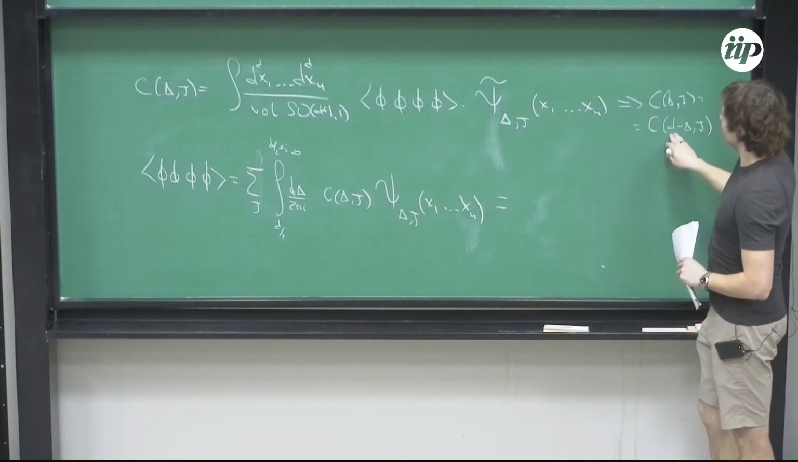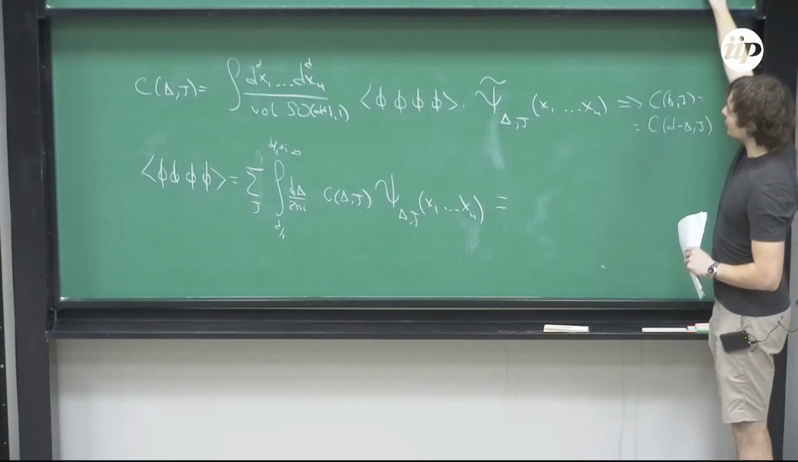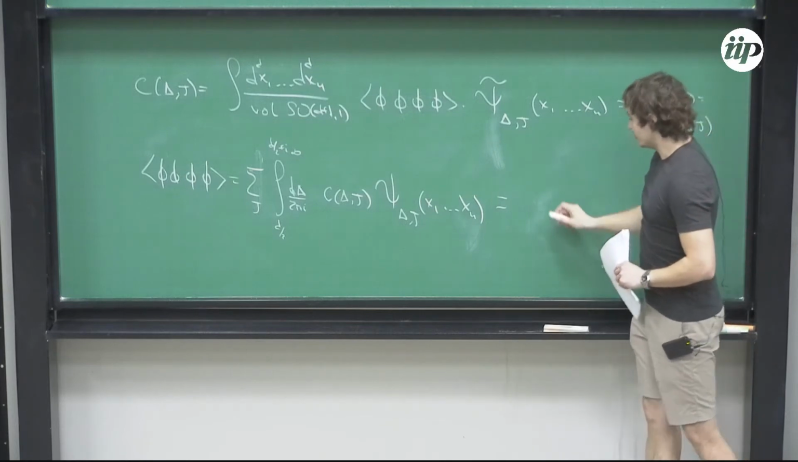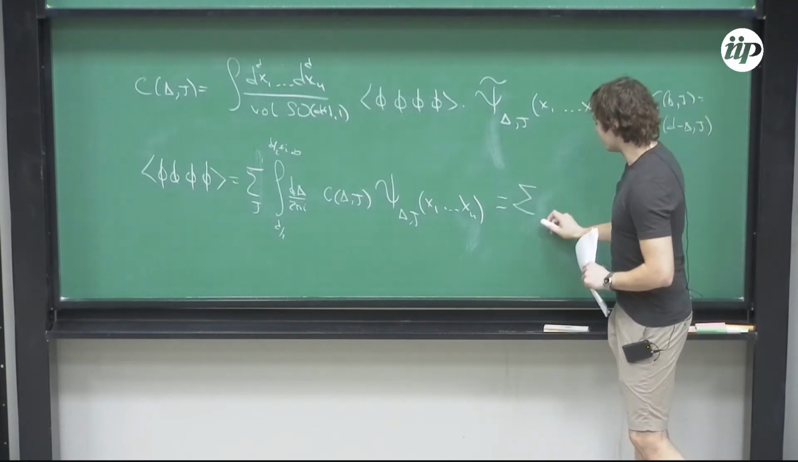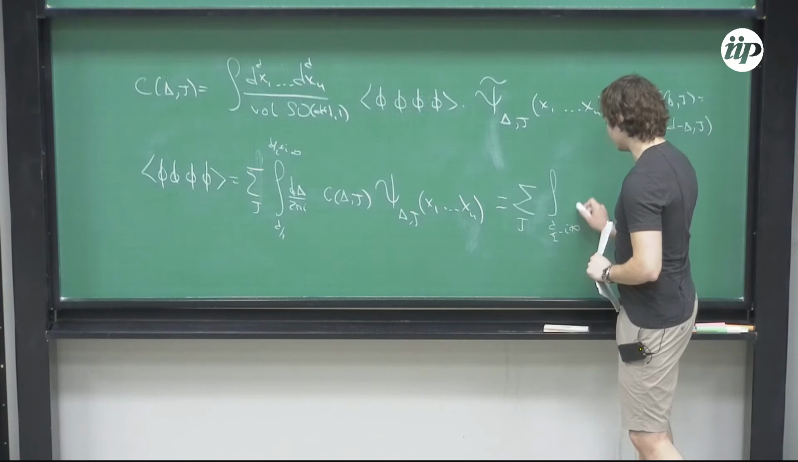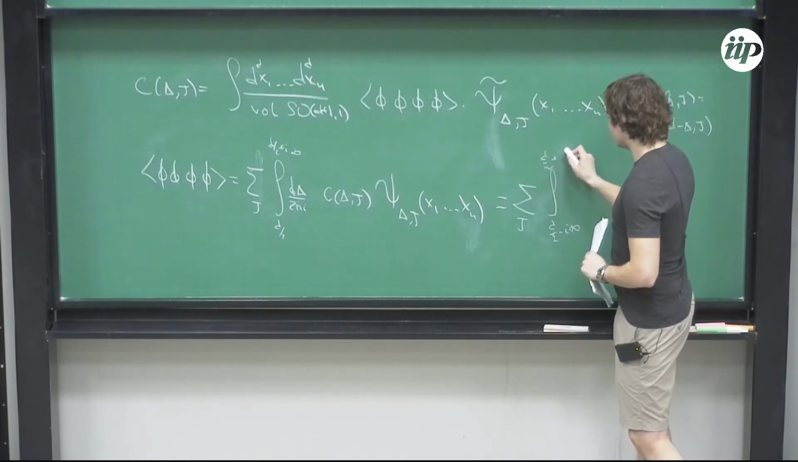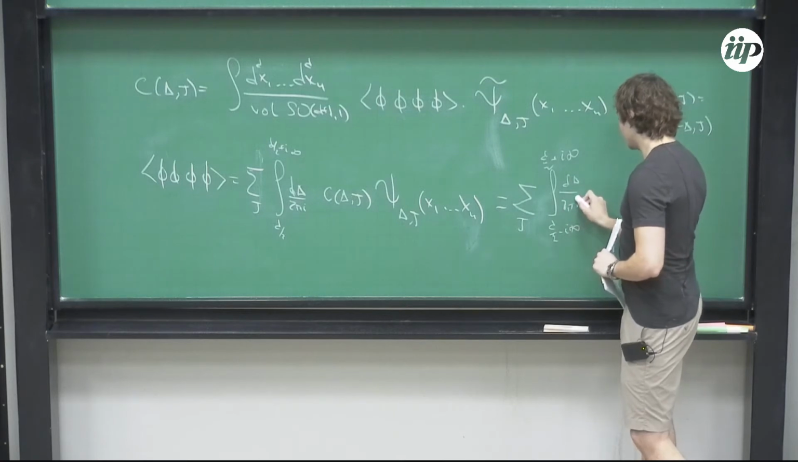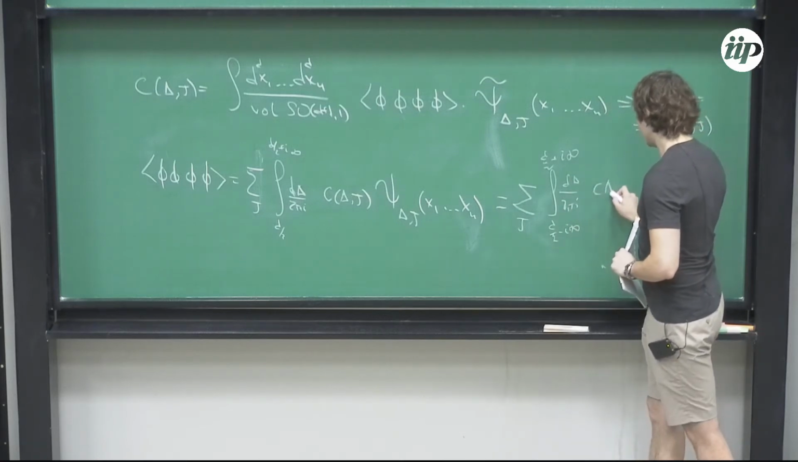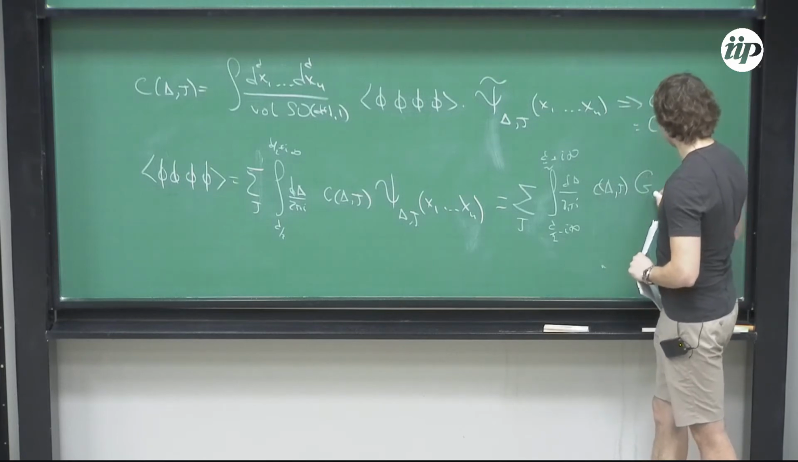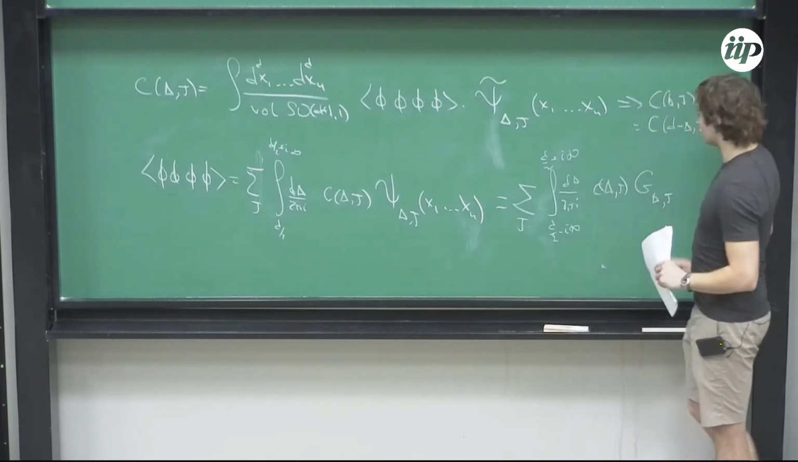Then by using this property and this identity for the conformal partial wave in terms of conformal blocks, you can rewrite this integral as a sum over j, integral from d over 2 minus i infinity to d over 2 plus i infinity, d delta over 2 pi i, c delta j, and then the conformal block instead of the conformal partial wave.